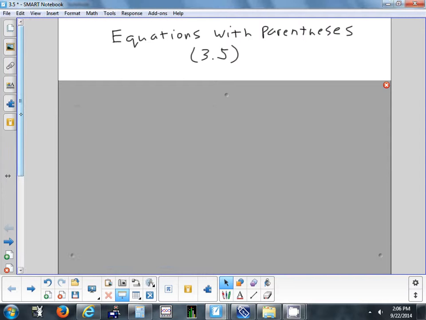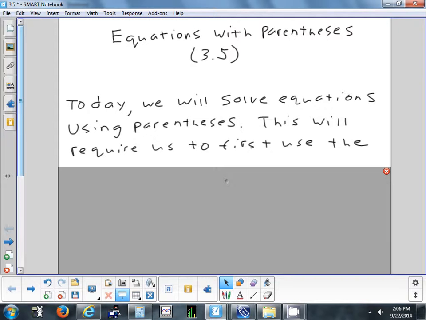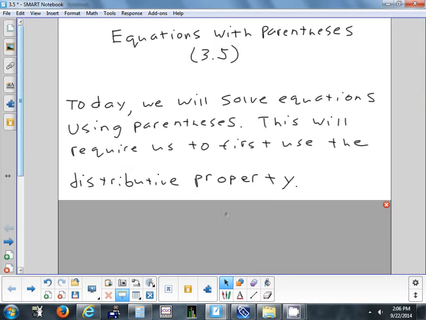Okay, so last time we did 3, 4. We're going to start with 3, 5. Okay, the only difference is we're going to be solving equations now that have a distributive property in them. Okay, you've done the distributive property, you just haven't done it in an equation yet. So that's what we're going to do first.